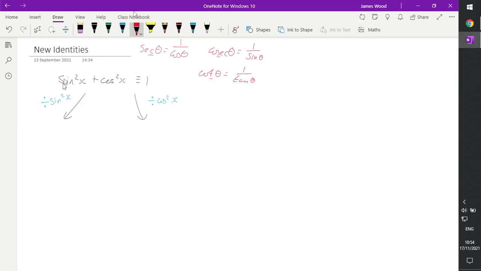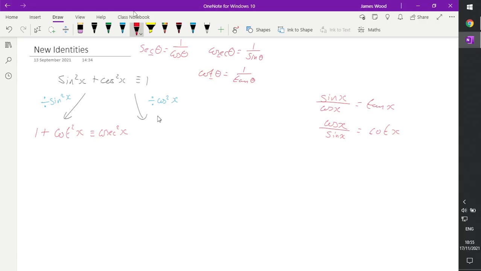If I divide this whole statement by sine squared, I would get sine squared over sine squared, which is 1, plus cos squared over sine squared. Well, if sine over cos is tan, then cos over sine is 1 over tan, which we now know is cot x. So this becomes 1 plus cot squared x equals 1 over sine squared, which we know is cosec squared x. And this is a new identity that we can use.